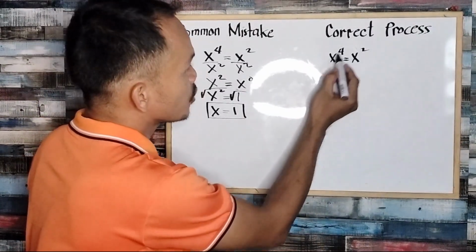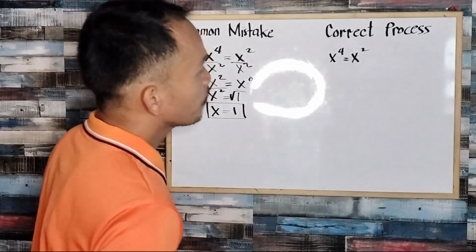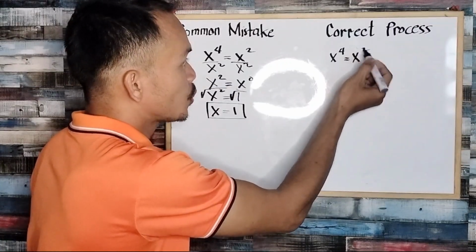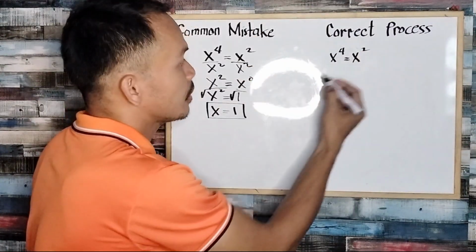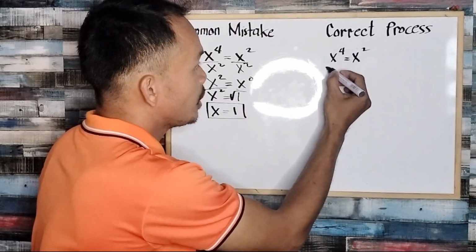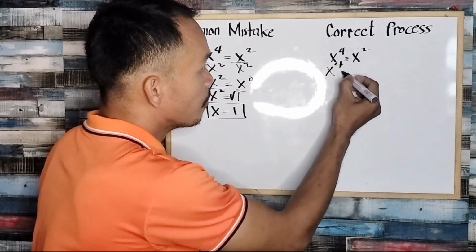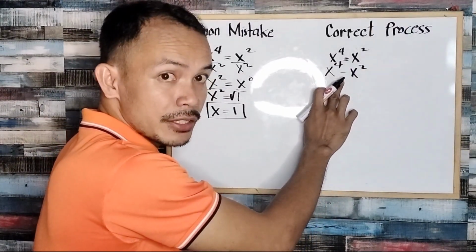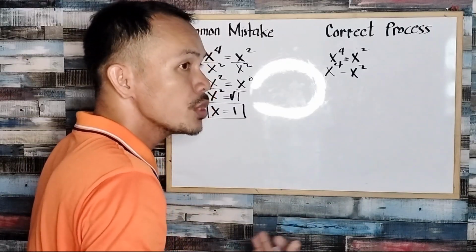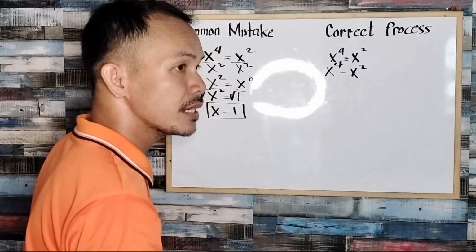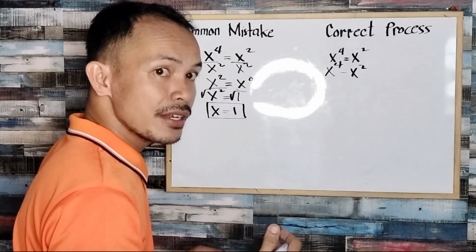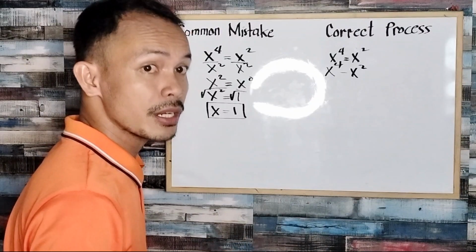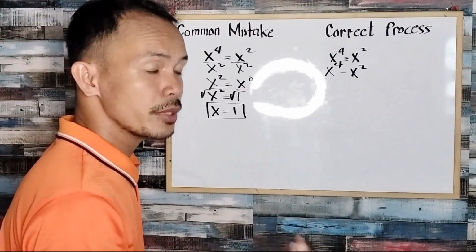So we have here x to the power of 4 is equal to x squared. So what I'm gonna do here is I'm going to transpose x squared to the left side of the equal sign. So that would be x to the power of 4 minus x squared. Okay? Why does it become negative? Remember that when we transpose a term from one side to the other, the sign of the term will change. Instead of positive, it will become negative.